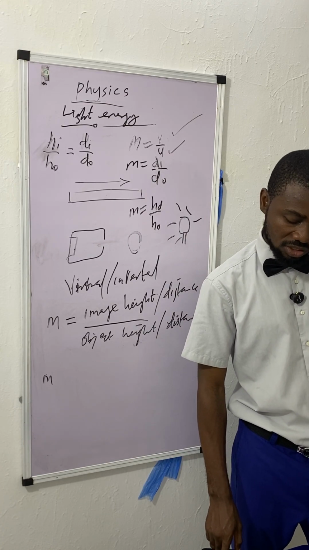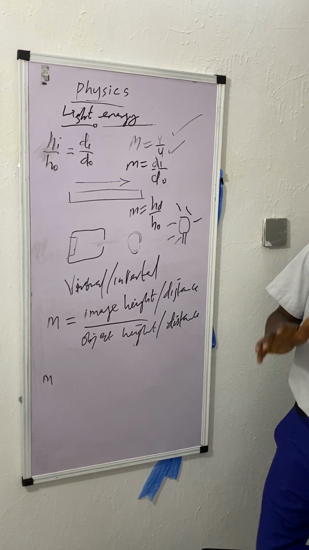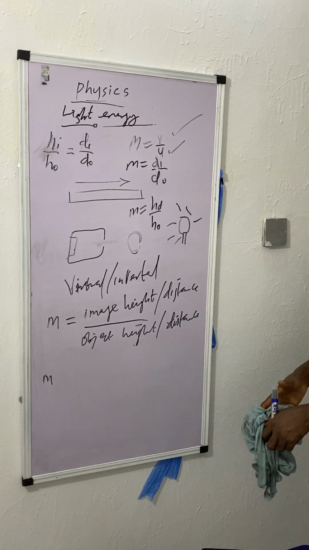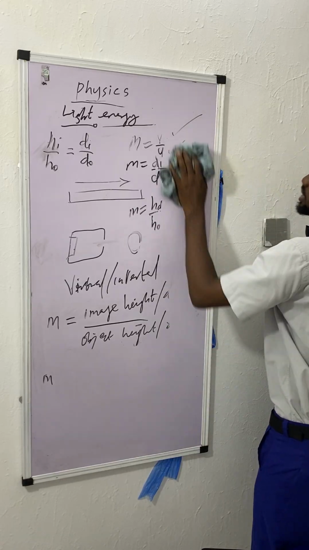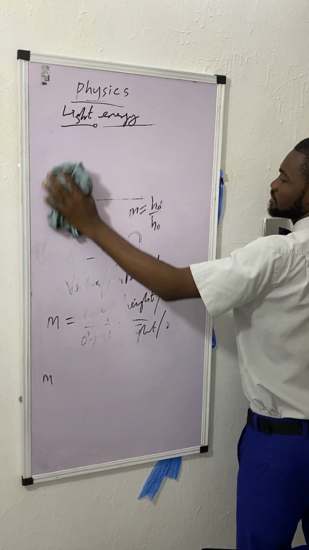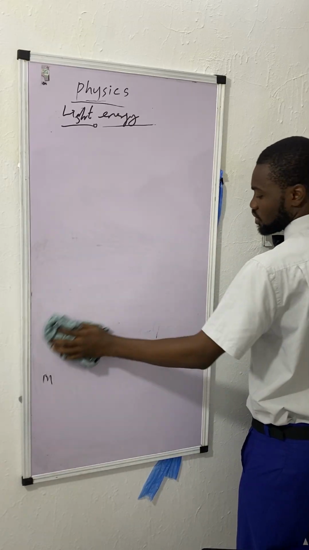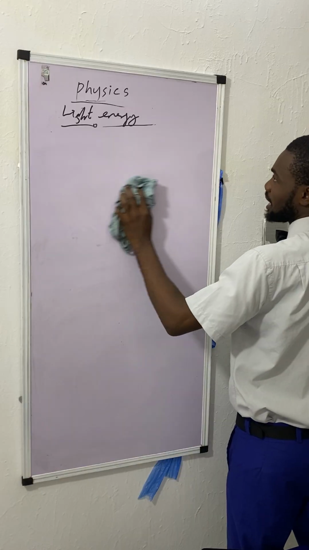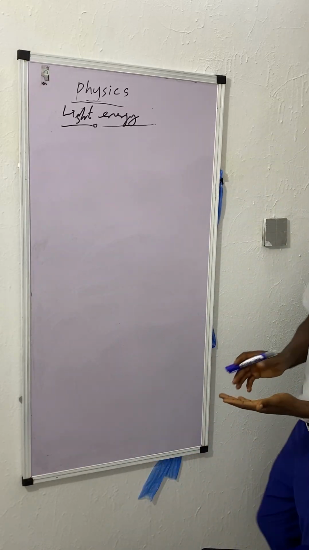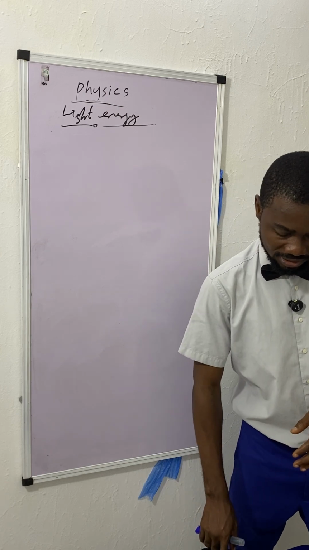Magnification is image height to object height. Magnification is bringing the image to the size that it is visible in whatever optics. That's magnification for you. But accommodation, there is something called accommodation and adaptation. When we start looking at the eye and other optical instruments, we are going to talk more on that. All right.